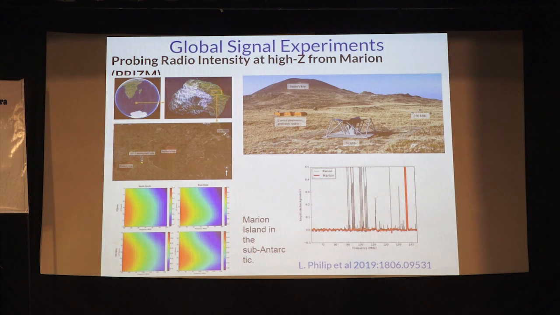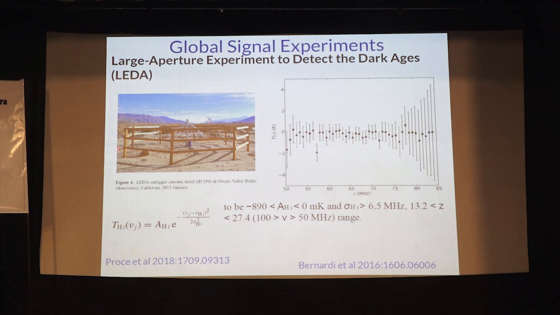And here, these vertical lines are the RFI. The black is from the Karoo Desert in South Africa, but this red line is from this island. So just to reduce the RFI signal, they put it in the Antarctica region, and the RFI is very low. Okay, there's another experiment for the global signal.